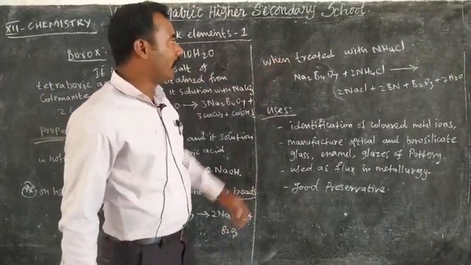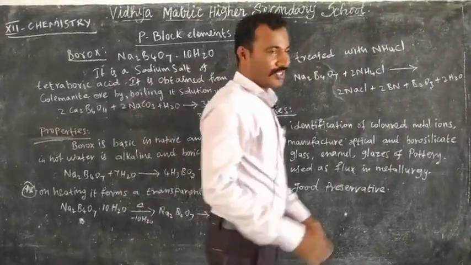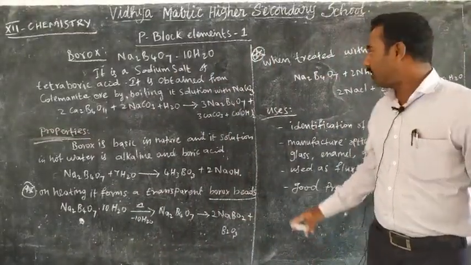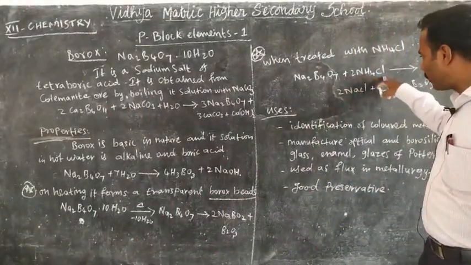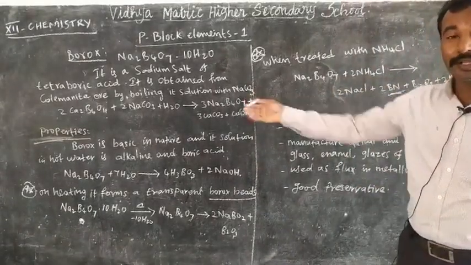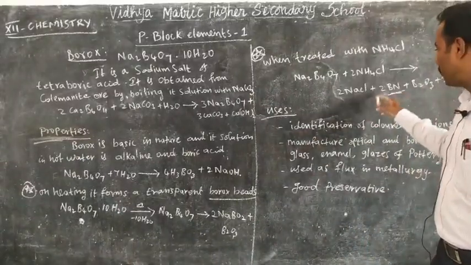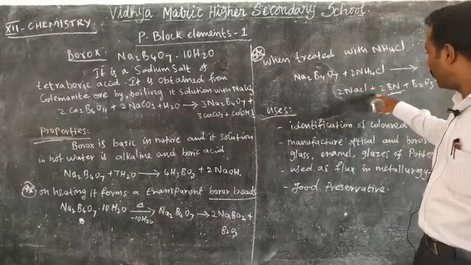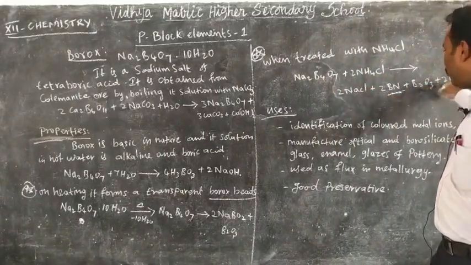Okay? The next one, when treated with ammonium chloride. Two more important questions. When borax reacts with ammonium chloride, NH4Cl, Na2B4O7, this is borax, it reacts with ammonium chloride to form boron nitride. We already discussed the boron group, BN, boron nitride. Okay, the same reaction. But here borax reacts with ammonium chloride to form boron nitride, that is, sodium chloride and B2O3 oxide and water molecule.